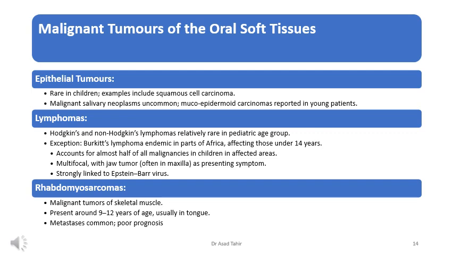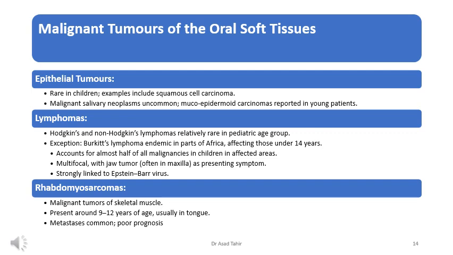Rare in children, examples include squamous cell carcinoma. Malignant salivary neoplasms are uncommon, though mucoepidermoid carcinomas have been reported in young patients. Lymphomas: Hodgkin's and non-Hodgkin lymphomas are relatively rare in the pediatric age group.